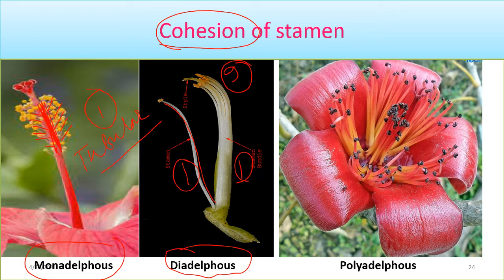Whereas in the third figure, you can see this is one bundle, this is another bundle. I think I will change the color. This is one bundle, this is another, this is another, this is another, and this is another. Stamens are many in each bunch, but every bunch is separate, and due to many bunches, it is called polyadelphous.